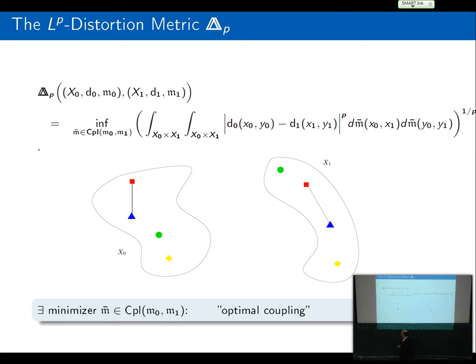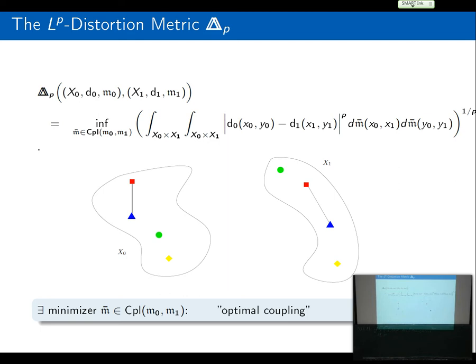To give a meaning to that, you have to choose four points: two points in space x0, two points in space x1. And you choose them always in pairs. This is the idea of this coupling. Choosing this x0 means that you always also choose immediately an x1. Choosing this y0 means that at the same time you have a y1, because you choose them as pairs. This is the distortion distance. And of course you try to minimize that.